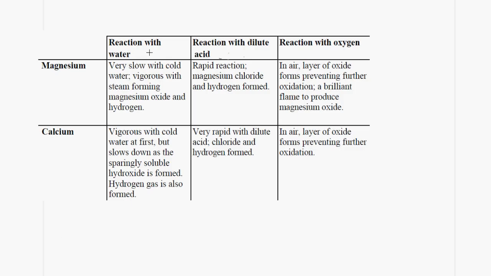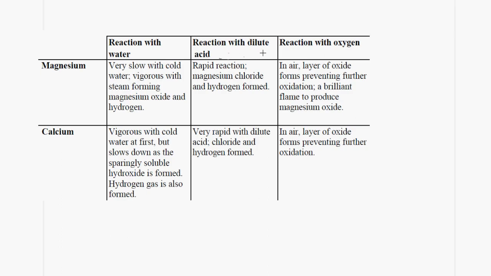So the reaction with water, in the case of magnesium, the reaction is very slow with cold water but is vigorous with steam to form magnesium oxide and hydrogen. In the case of calcium, the reaction is vigorous with cold water at first but slows down as the sparingly soluble hydroxide is formed and hydrogen gas is also produced.